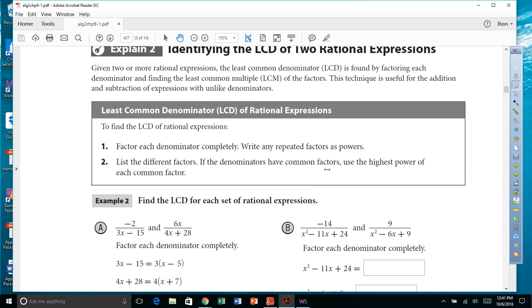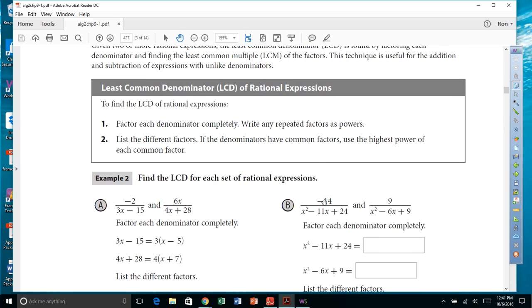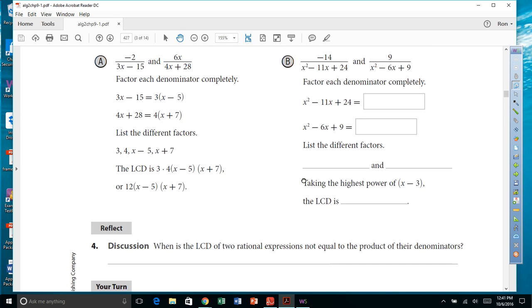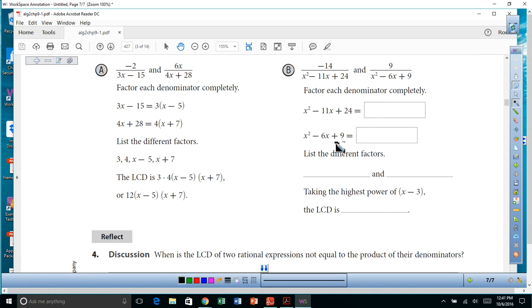Identifying the least common denominator of two rational expressions. I'll let you read that and A, and then we'll pick up with B when you get back. All right, I'm glad you're back. So what do we got? Negative 14 over, and then factor each denominator completely.